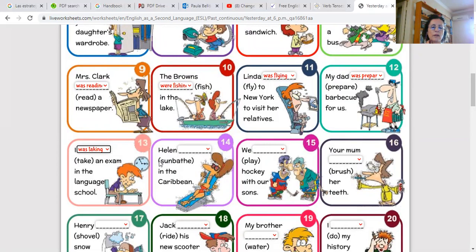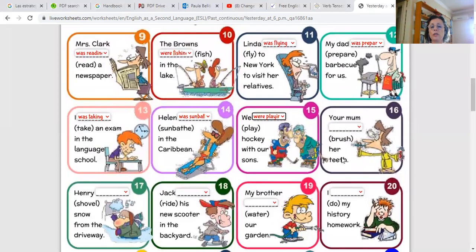Helen, verb is sunbathe. Tomar sol. Tomar baño de sol. So Helen was sunbathing. Yes, it's the same as vacuum. Vacuuming. Sunbathe, sunbathing. We were playing hockey. Yes.